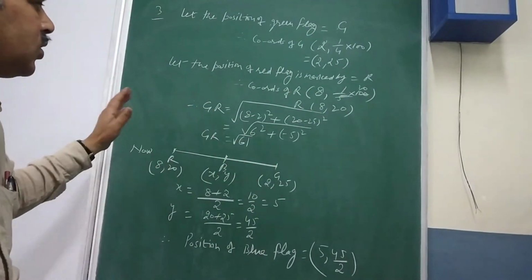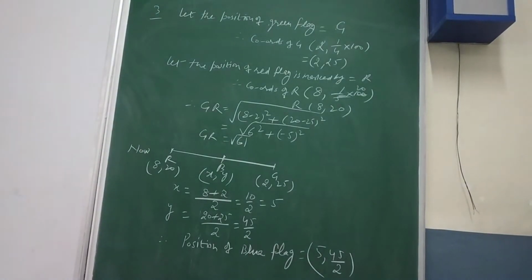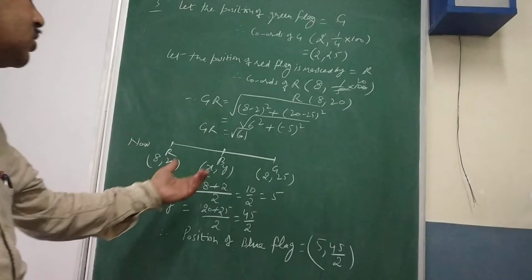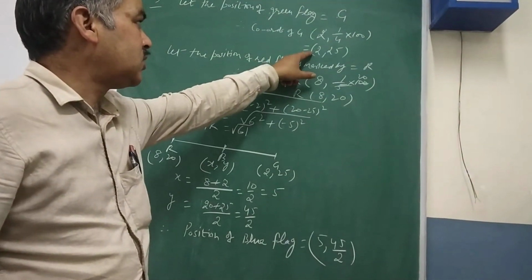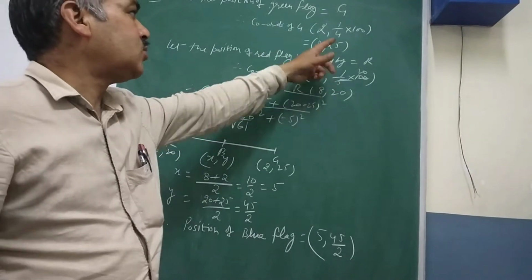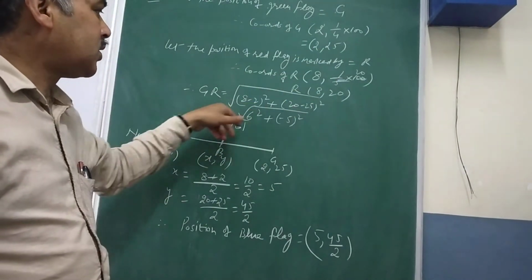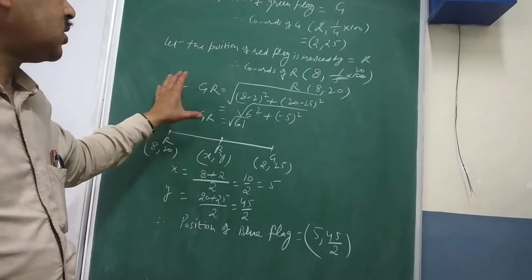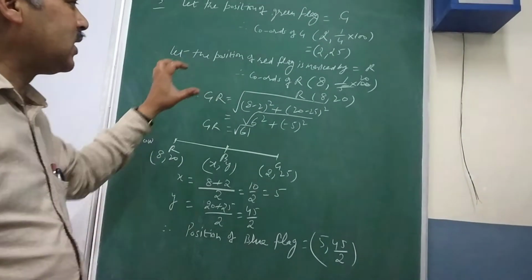Then you need to determine the distance between G and R, that is between these two flags. So apply the distance formula. This is x1, this is y1, this is x2, this is y2. Square root of (x2 minus x1) whole square plus (y2 minus y1) whole square. So in that way you will get under root 61. So that is the distance between the two flags, green and red.